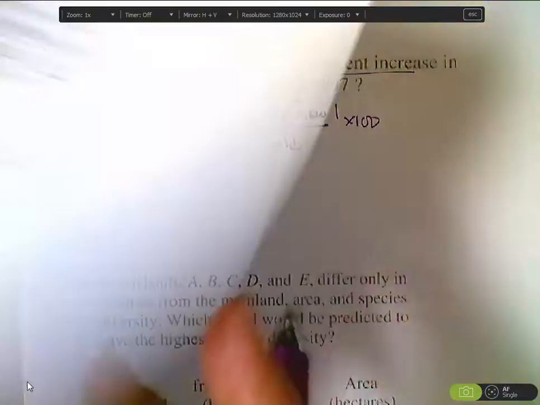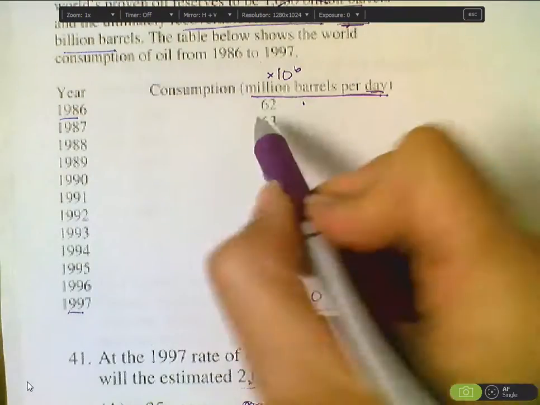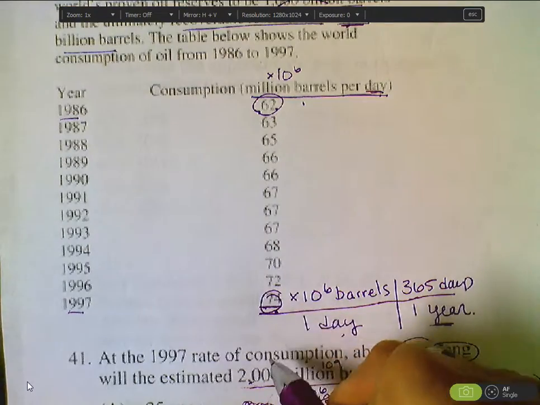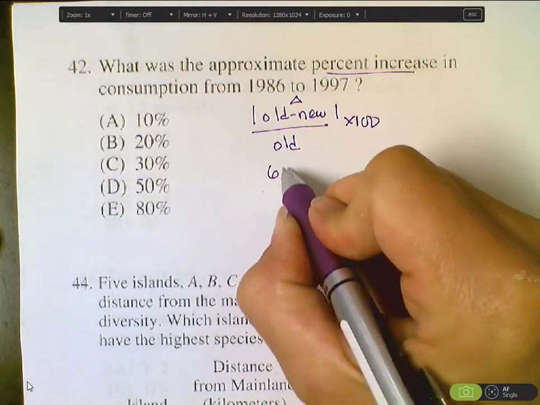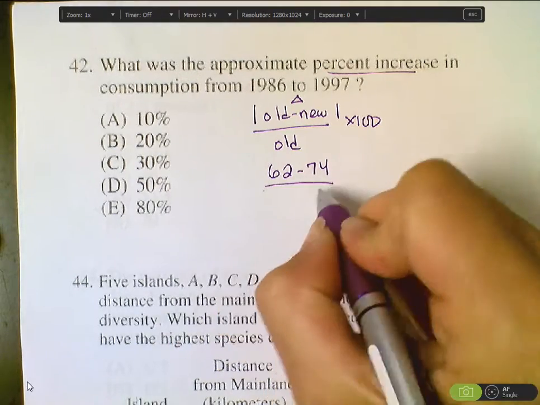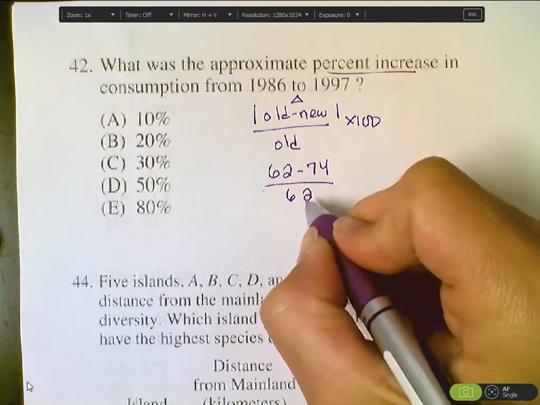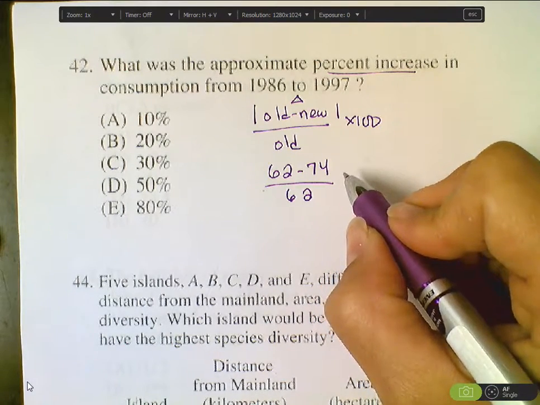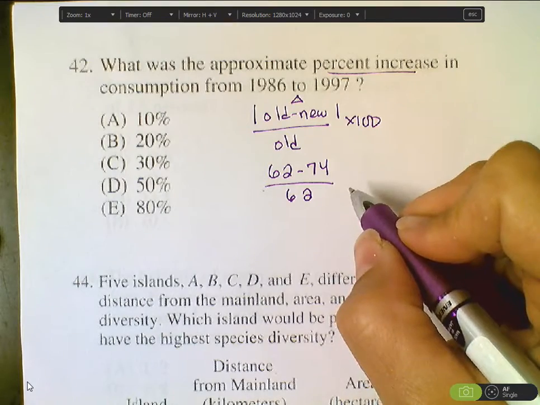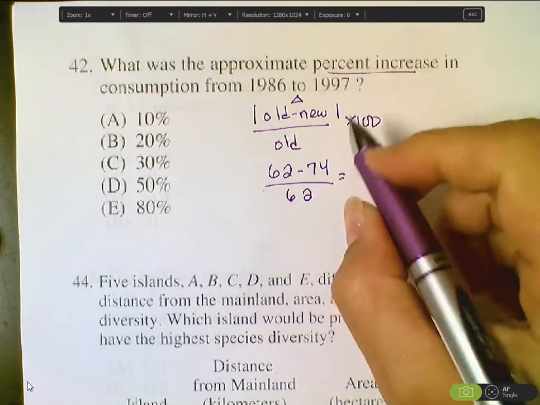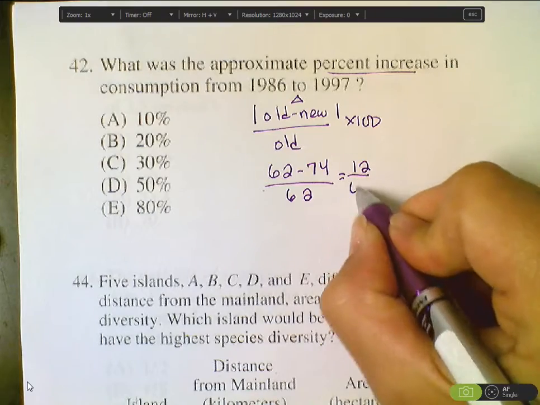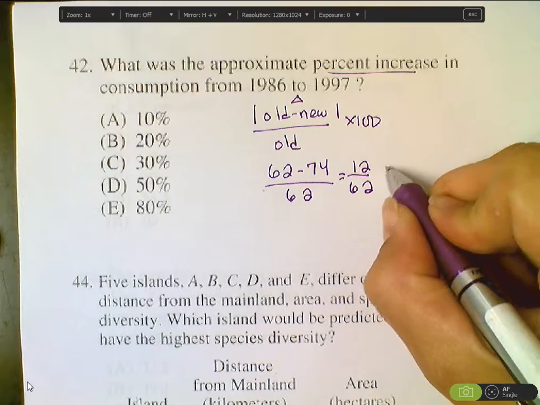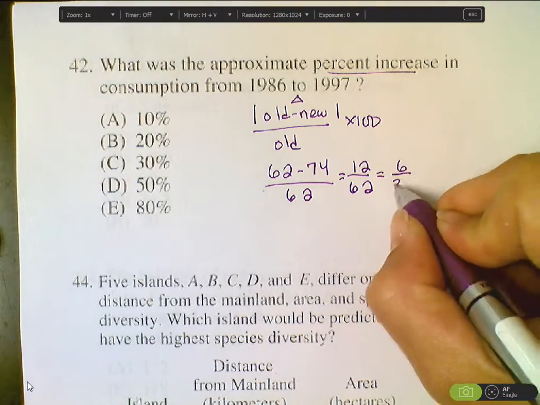So look on the chart. In 1986, that's the older year, so that's the old, is 62, and the new is 74. So 62 minus 74 divided by 62. Okay, and I know I told some of you that don't worry, it'll always be a nice one when you're doing the AP. They won't do that to you. I lied. Okay, so really here, 12 divided by 62. And to simplify that, you can divide this by 2, same thing as 6 divided by 31.